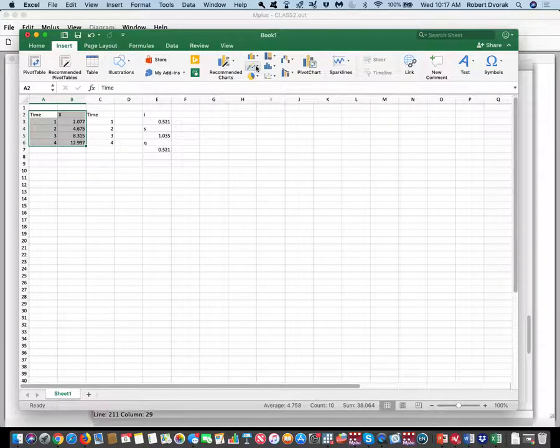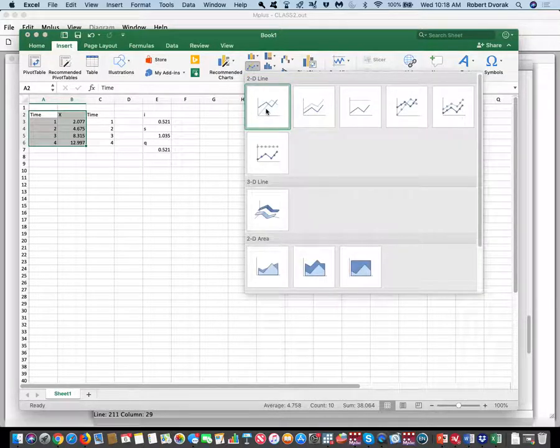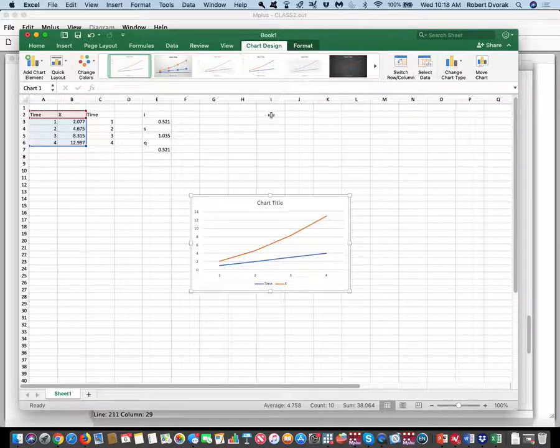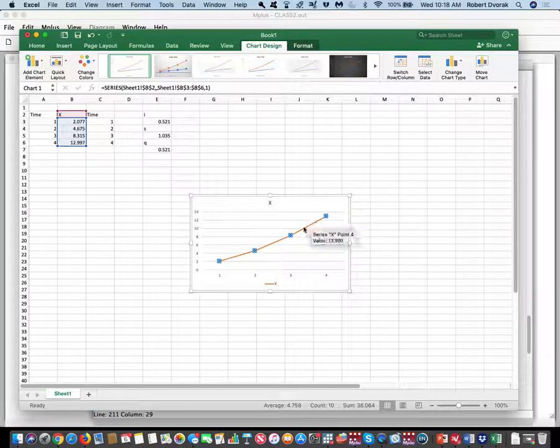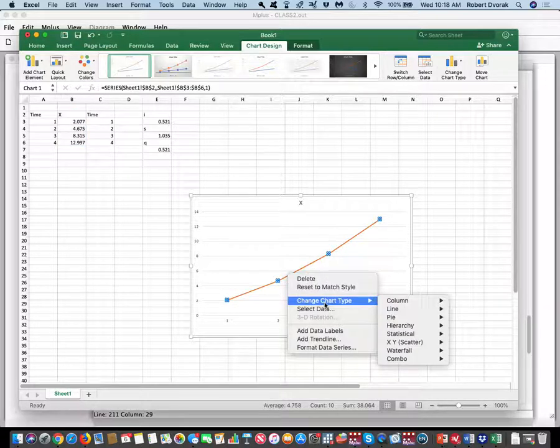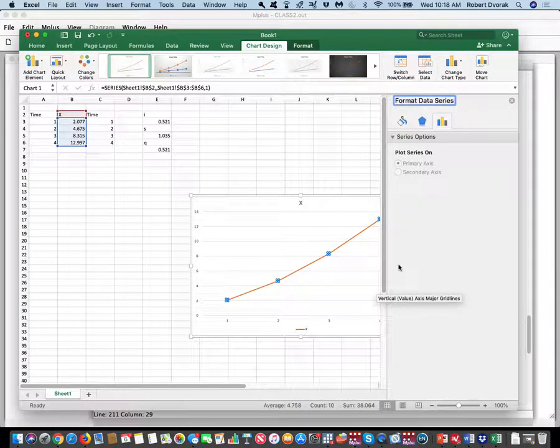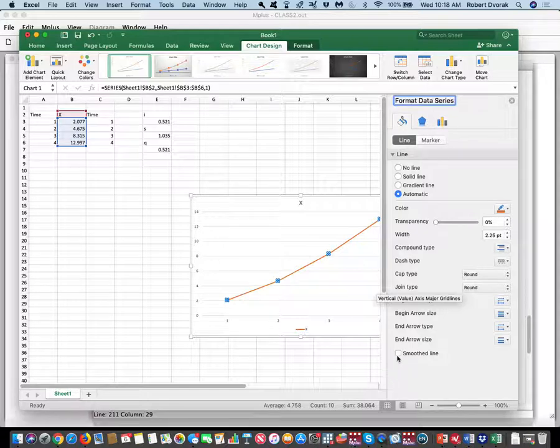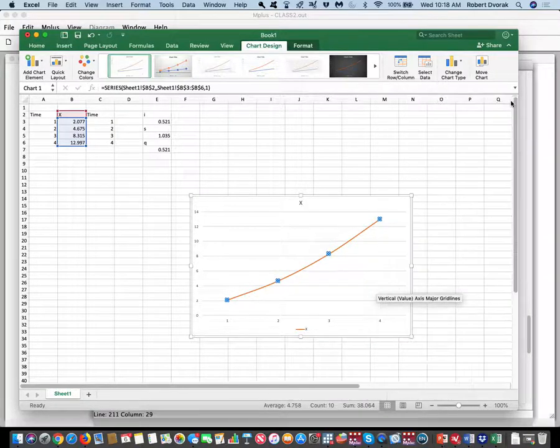Okay. Line charts. Oh, I didn't need this one, actually. This is our slope, right? And you can see it's not quite linear. And I like to do this fun thing where we format data series. Make my line smooth.